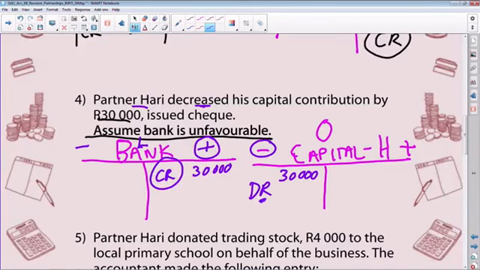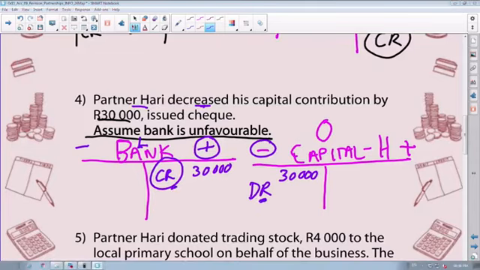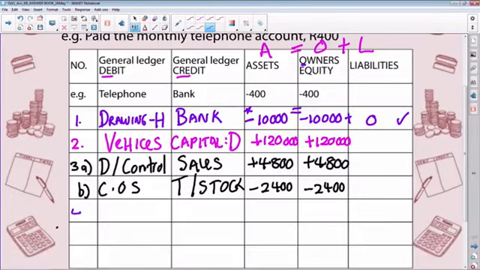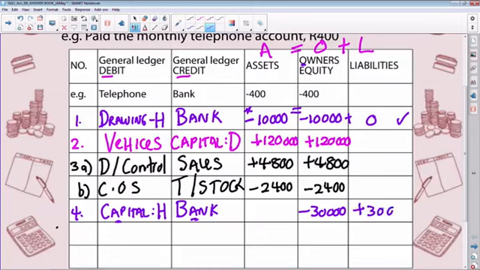One more time, I'm debiting capital and I'm crediting my bank account. So let's do that. The fourth transaction, account debit is capital, and the name of the partner, account credit is your bank account. Impact on the accounting equation: capital we know is owner's equity, and owner's equity is decreasing by 30,000. Bank, on the other hand, is a liability. You're now owing the bank more money because your liability is now increasing by 30,000.